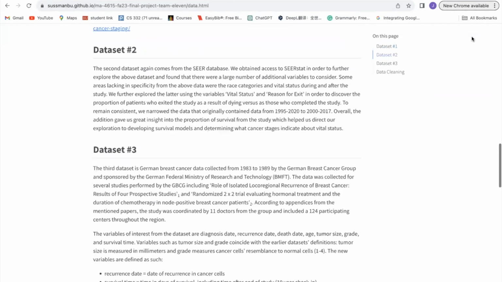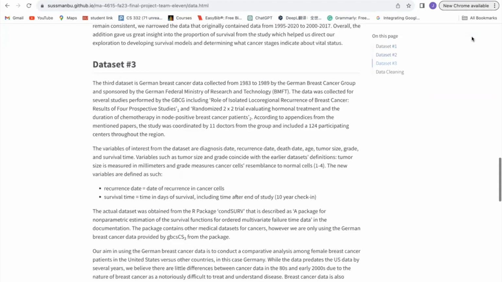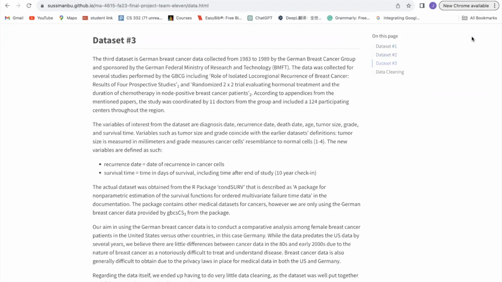And the third dataset is German breast cancer data collected from 1983 to 1989 by the German Breast Cancer Group and sponsored by the German Federal Ministry of Research and Technology. The data was collected for several studies performed by the GBCG, including role of isolated local regional recurrence of breast cancer, result of 4 prospective studies, and randomized 2x2 trial evaluating hormonal treatment and the duration of chemotherapy in node-positive breast cancer patients.